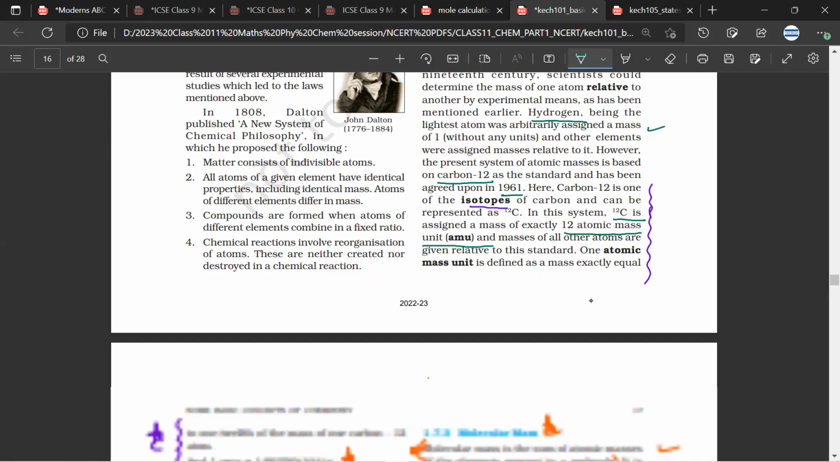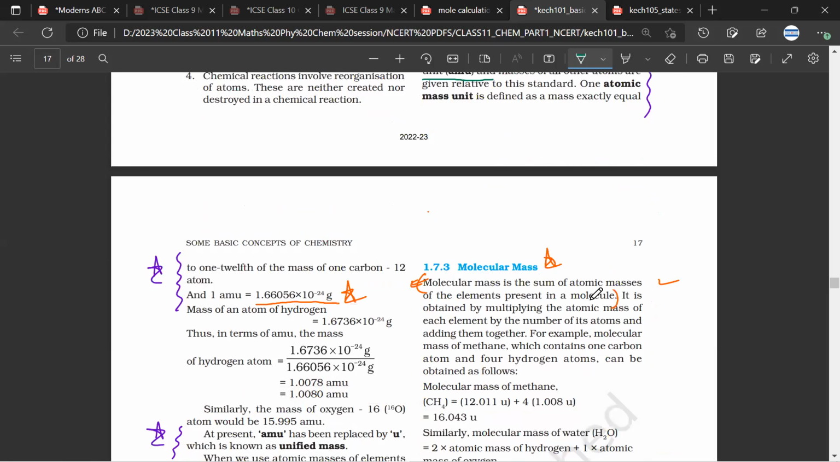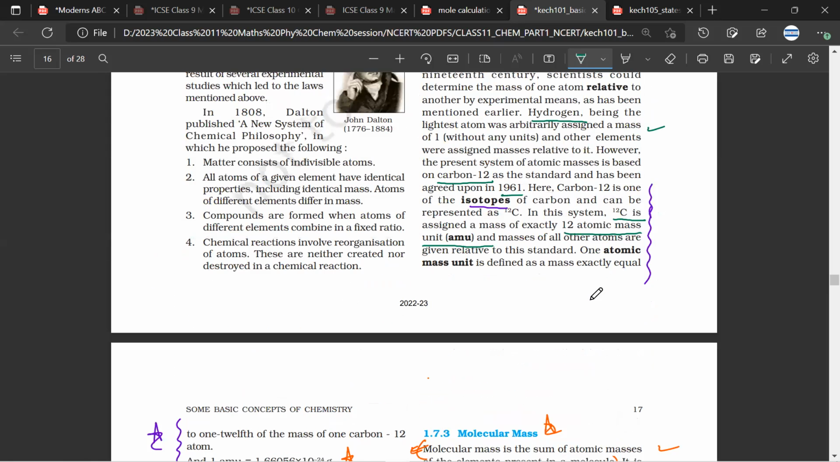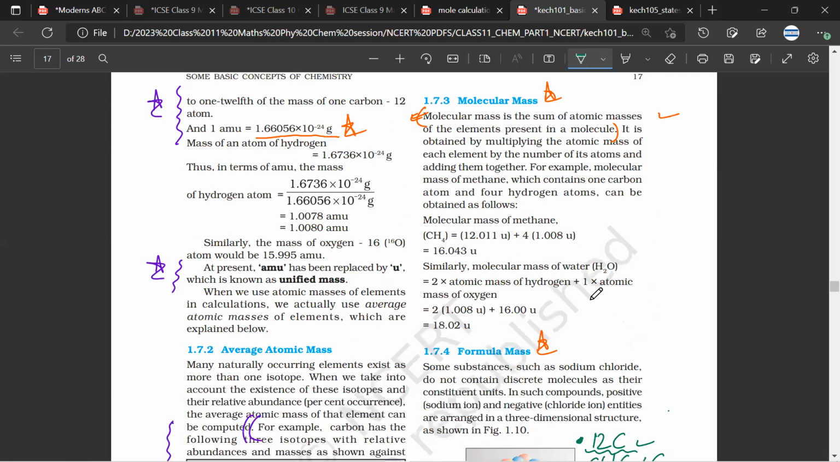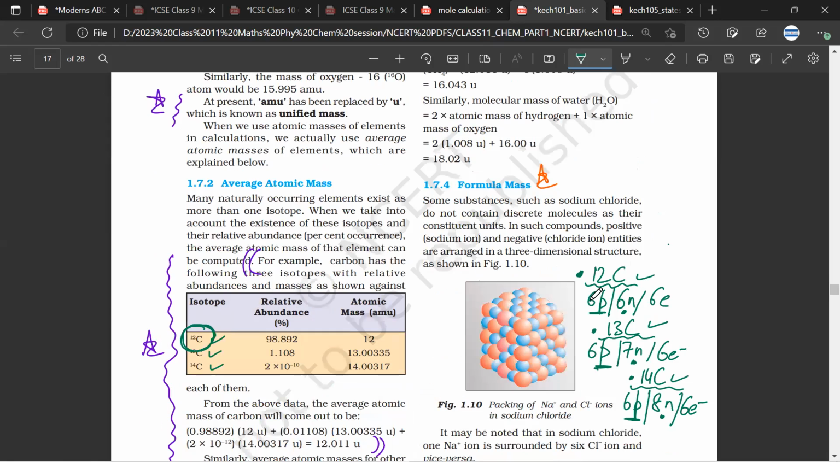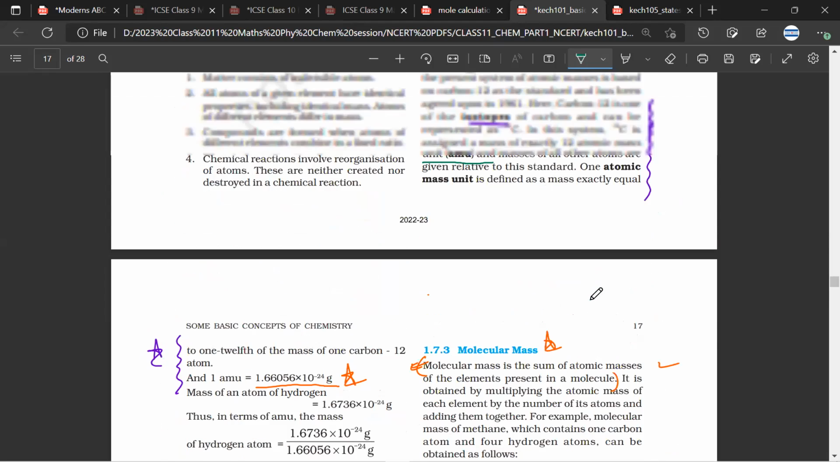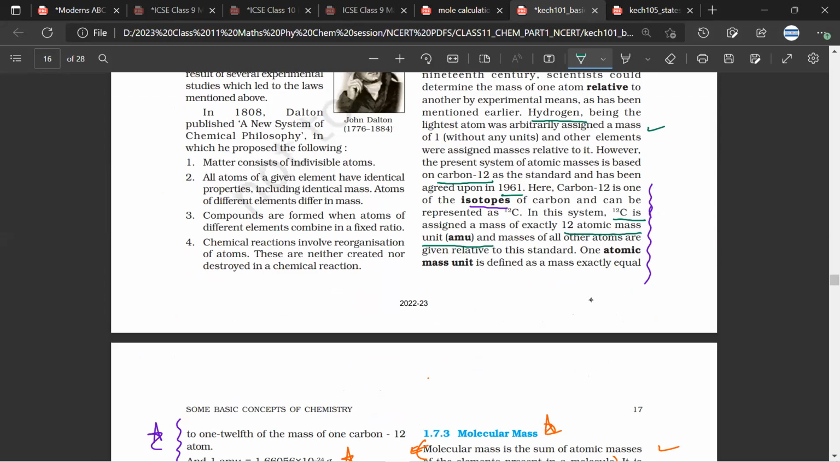And why I wanted to spend time on isotopes first was that the carbon that you find in nature comes in three flavors. And from those three flavors, only the 12C was taken, and it was assigned exactly 12 atomic mass unit as the mass, and the rest of the atoms would be assigned masses relative to this. Are we clear till here?